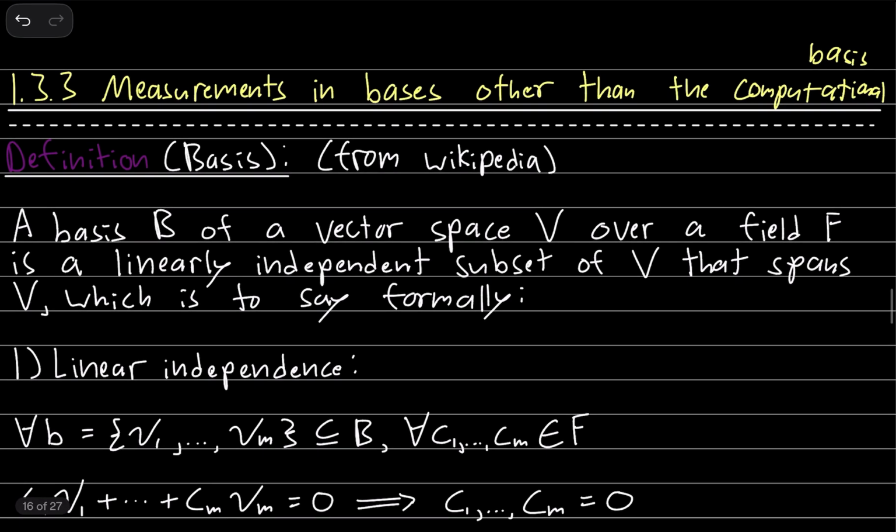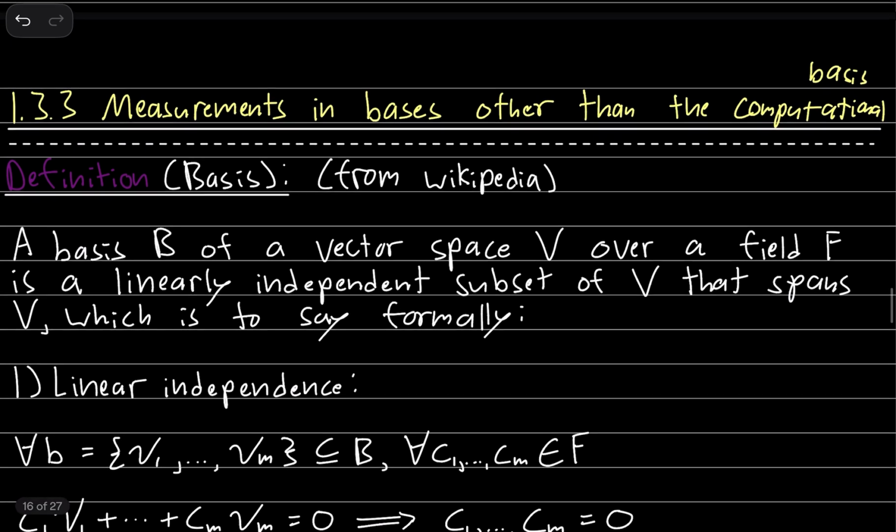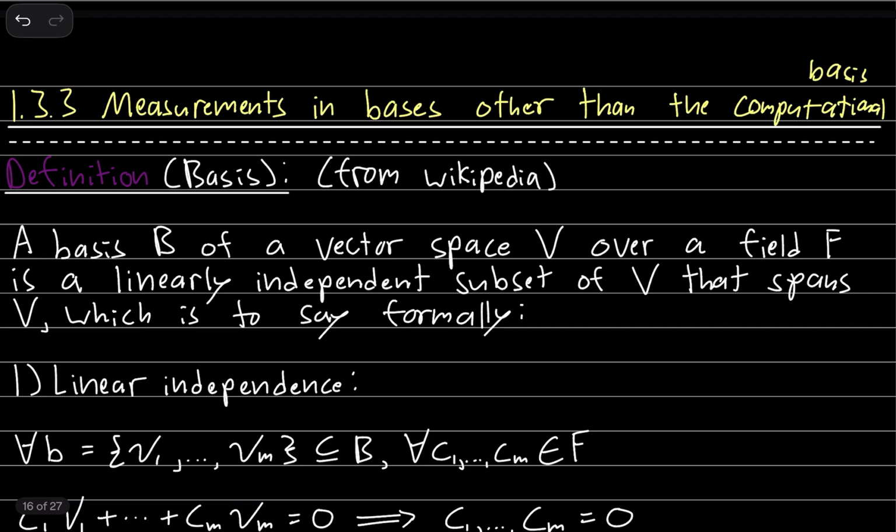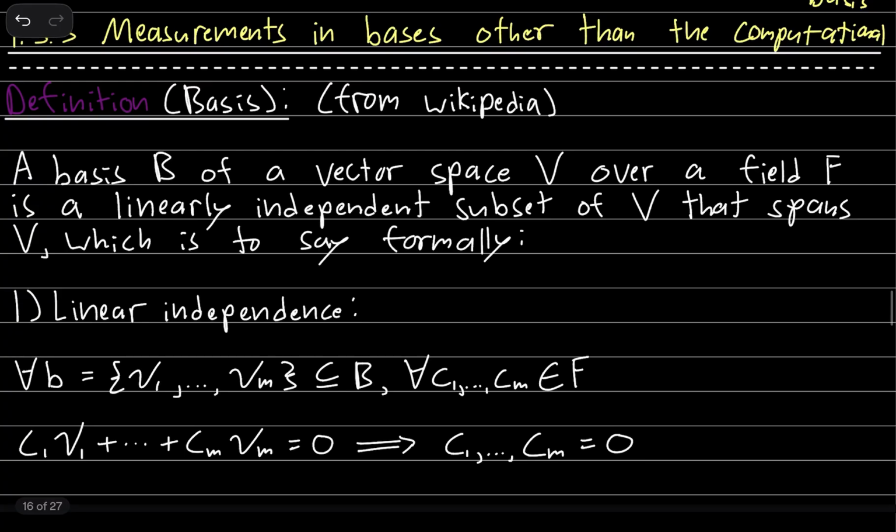In this video, I'm going to be explaining choice of basis and how this relates to measurements on a quantum computer. So I'm going to start with the definition of a basis. This is taken from Wikipedia, and this is a pretty rigorous definition, but it's helpful.